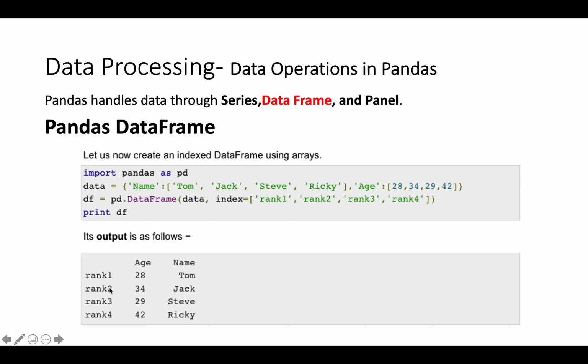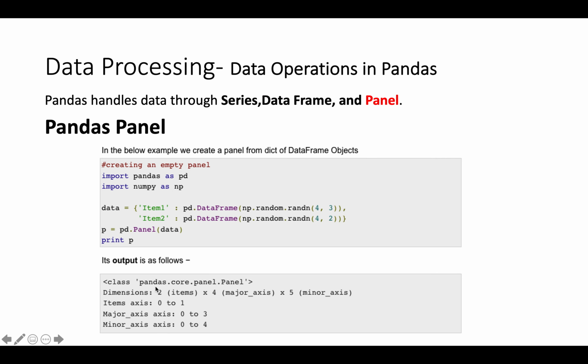Okay, here is the output with data. We set the name and age. Tim is 28, Jack is 34. So you can build the data frame and the data type.